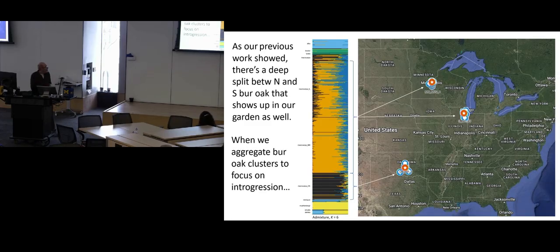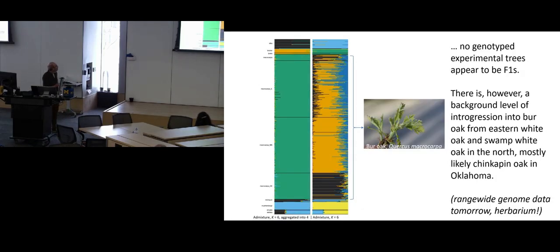When we aggregate all the mess that is here in bur oak, just to focus on introgression, what we're going to do is aggregate the multiple populations that were discerned to be in bur oak so that we can see the introgression effect from other species. What we find is this trickle of introgression, not much, probably a lot of it is not even significant.